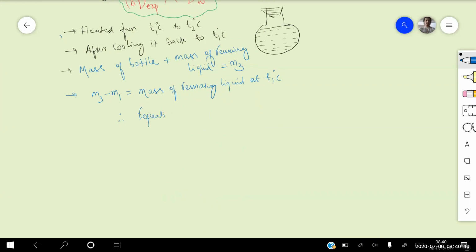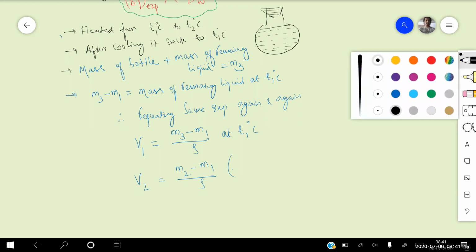Repeating the same experiment again and again, we'll be getting V1 equals volume, equals how much? Mass by density. So here it is (M3 minus M1) divided by rho, at T1 degree centigrade. In the same way, V2 equals (M2 minus M1) divided by rho. This is the volume occupied by the liquid at T2 degree centigrade.